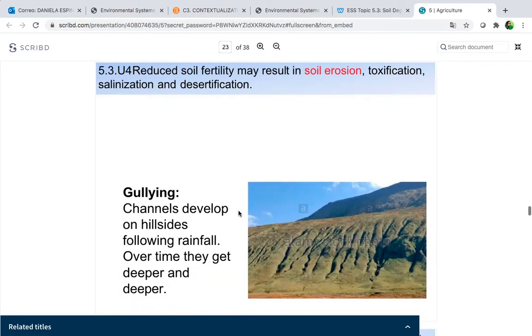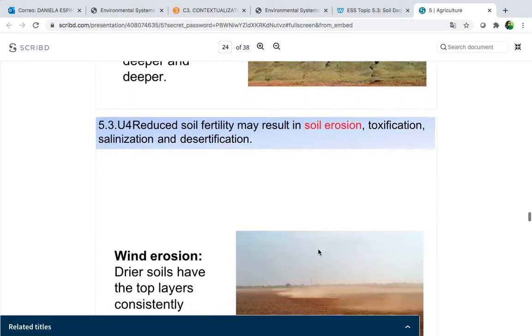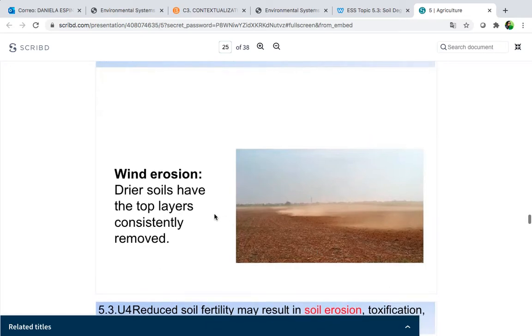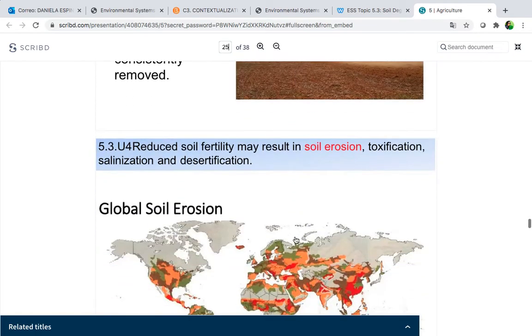We have another one that is gullying. Channels develop on hillsides following rainfall. Over time they get deeper and deeper and plants cannot grow there and we have no vegetation. That is another problem that is caused by rainfall. We have wind erosion. Drier soils have the top layers consistently removed, as you can see in the picture. So all the organic matter, all microorganisms are affected by that.